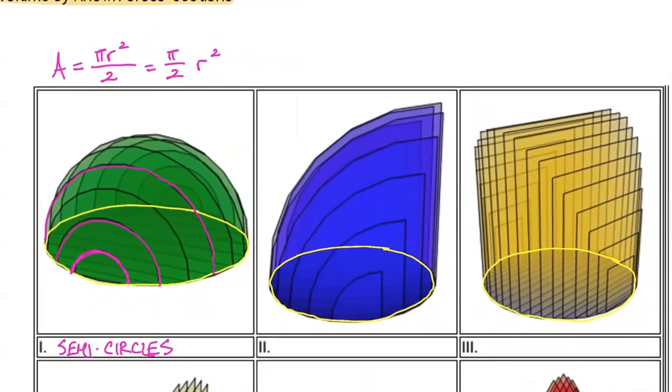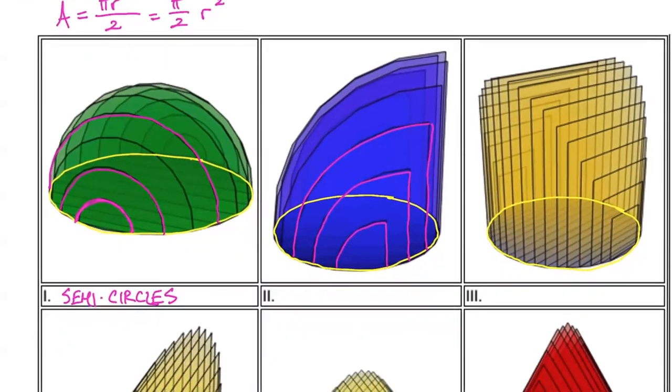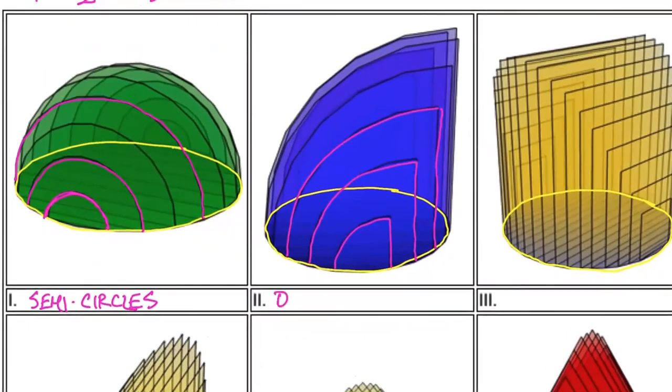Now, if I look at the blue one, remember the yellow part is the base of this paperweight shape. And each of these that I'm outlining in the pink right now would be considered a cross section. And so I'm wondering if you can tell me what shape the blue cross sections are. Yeah, exactly. Half of a semicircle, or we might call that a quarter circle. All right, so we have a quarter circle.